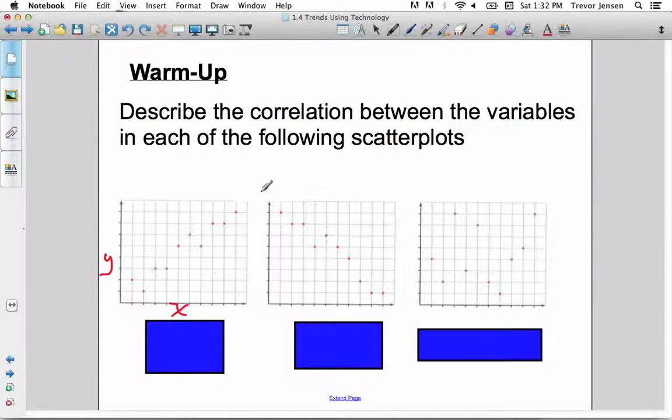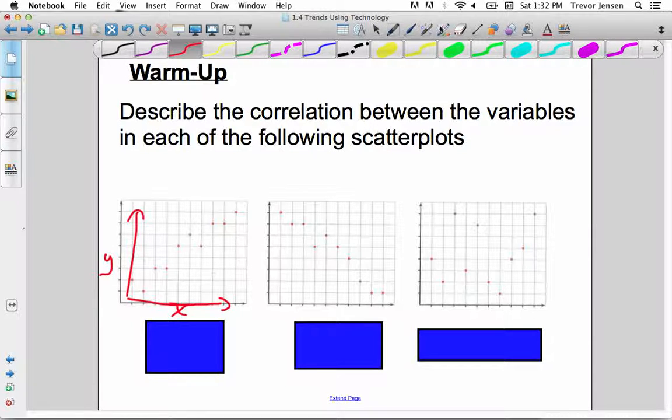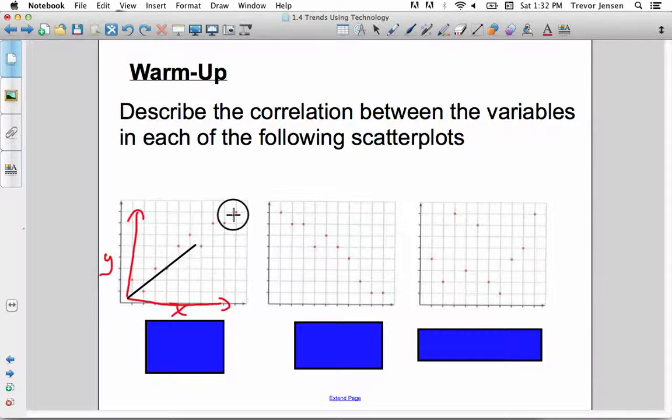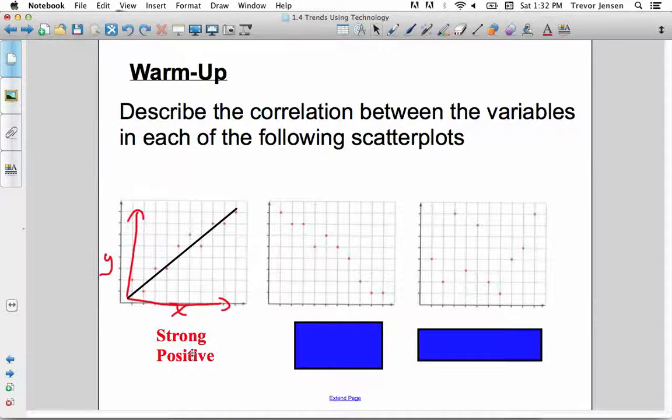Now let's look at the trend in the data. So in the first graph on the left here, as the independent variable is increasing, the dependent variable is also increasing. If I was to draw a line of best fit for this data, my line of best fit would look something like this. It would be going up to the right. So it would have a positive slope, which means it would be a positive correlation between the two variables. And if you look at the data points, they're clustered fairly close to the line of best fit. They're not spread out very much, which would mean it's a strong correlation. So I would say that it is a strong positive linear correlation.